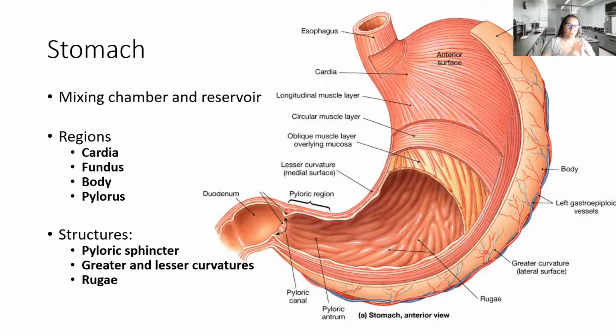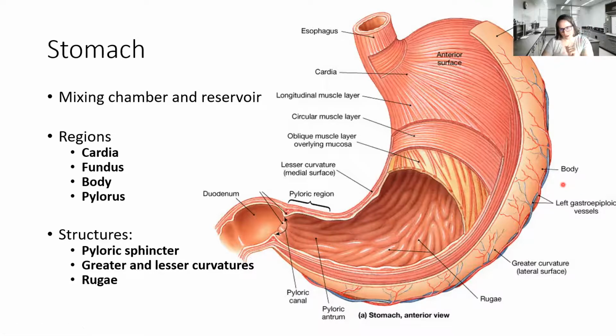Now, the stomach has 4 major regions. Where the esophagus meets the stomach, this is called the cardia, right underneath your heart. This big rounded part is the fundus. And the area where it meets the duodenum, which is our first part of the small intestine, is called the pyloric region. And then everything else is the body.